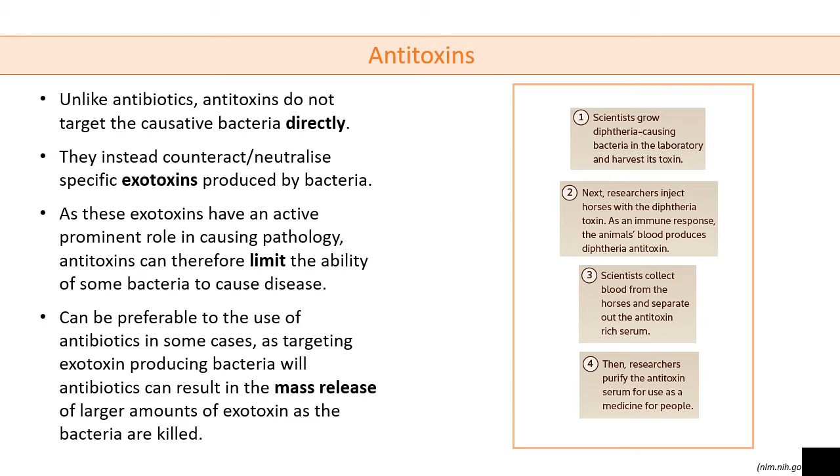This doesn't necessarily mean they're less useful or less effective than the antibiotics, because the exotoxins released by some bacteria can be really, really powerful. They can cause really quite severe disease. And so the use of an effective antitoxin can be very, very useful therapeutically.